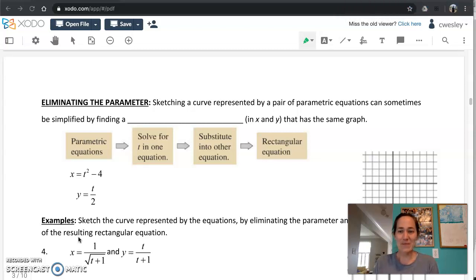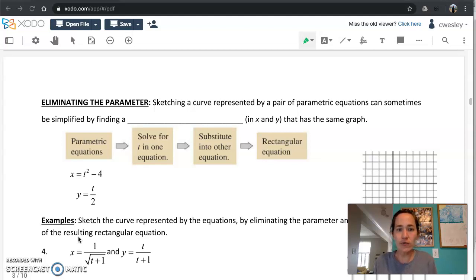Now let's look at some examples that are parametric. Eliminating the parameter is the heading at the top of this page. We were hinting the other day that the graphs of parametric equations also have an equivalent picture that could be expressed rectangularly in terms of x and y. So today I want to specifically go through converting back and forth between the two forms.